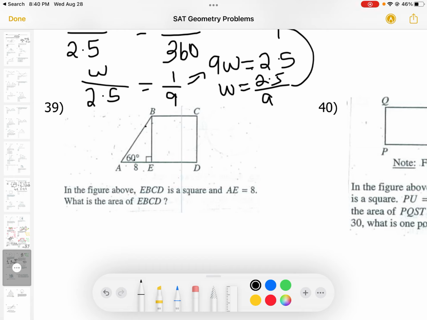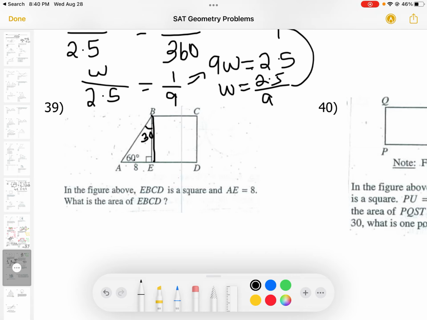Alright, we know this angle is 60, so this angle is 30. We want to find the area of EBCD, and we know it's a square. So if you just find what EB is, we'll be done, because we can just square that and find the area. Now, this is where it's very helpful to know your special triangle rules.